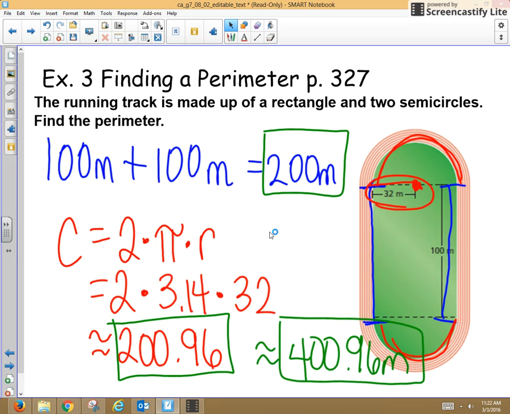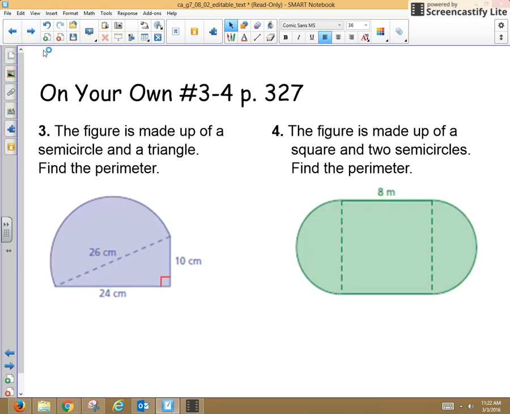And let's continue to on your own. I would like you to now try numbers 3 and 4 on page 327. You have a semicircle here, and then you also have a similar shape to the one we just completed. So go ahead and give these a try and show all your work.